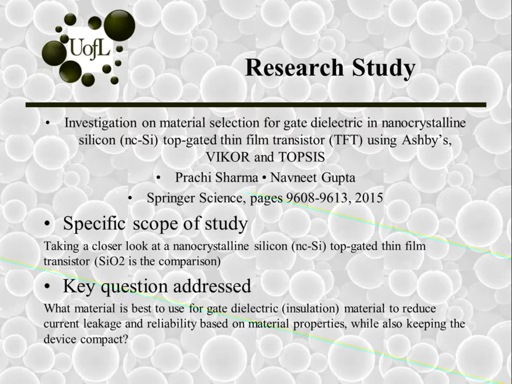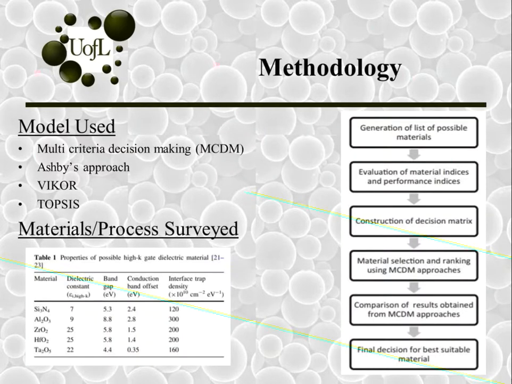But if they reduced the size, it had problems with leaking current, and it wasn't performing as well. So they wanted to find another material that they could keep smaller and more compact while improving results. The main model used was the multi-criteria decision-making process, MCDM for short, shown on the right, going from brainstorming a list of possible materials to coming up with the final decision.